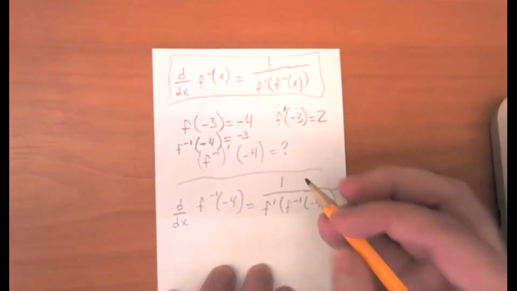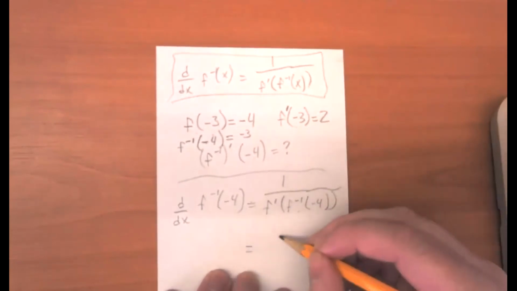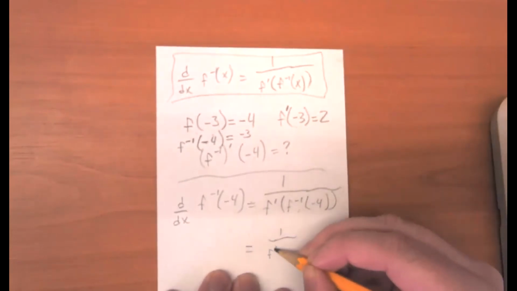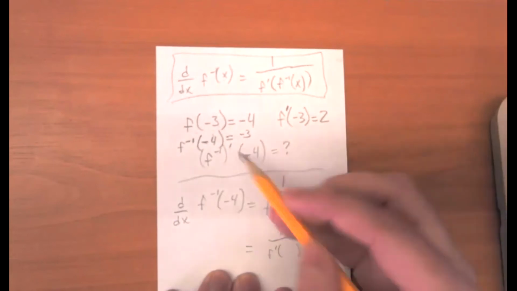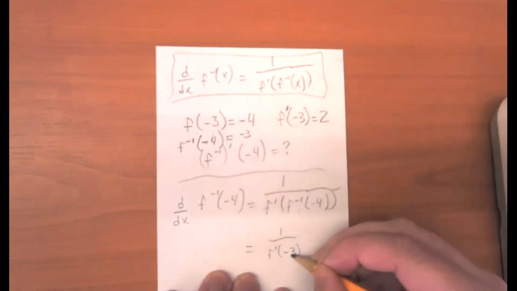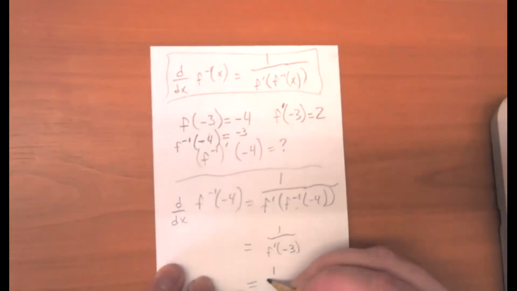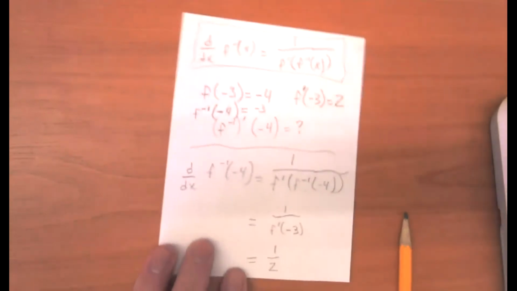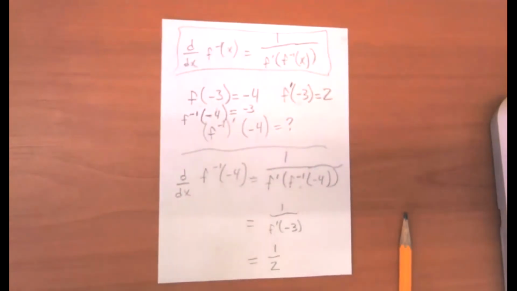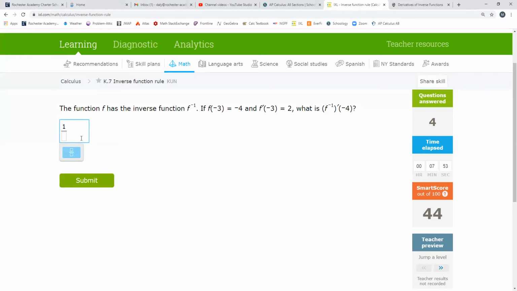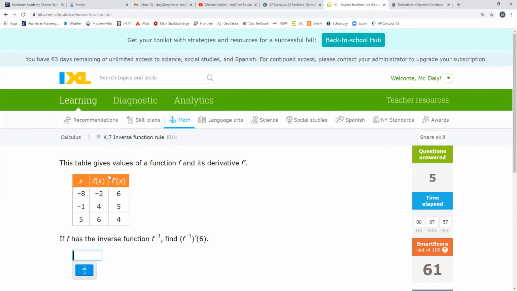So now we can evaluate that. So that's 1 over f prime. f inverse of -4 is -3, and f prime of -3 is equal to 2. So the answer here is just 1/2. Okay, and so let's pop back to IXL and just guarantee that we get the right answer there. So we put in 1/2 as our answer, and you got it.